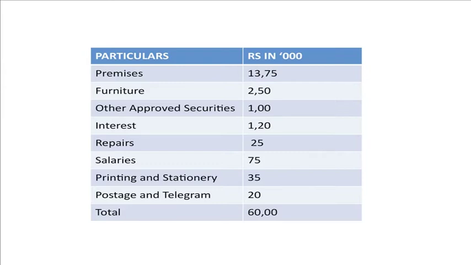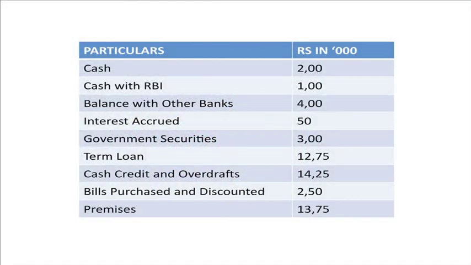So, let us analyze the debit side first. Cash will be reflected in schedule 6. So, we can prepare schedule 6 and place cash over there. Cash with RBI 1 lakh, again part of schedule 6. Balance with other banks, schedule 7. Interest accrued will go in schedule 11 under other assets, since it is interest accrued on the asset side, debit side, so it is an asset.